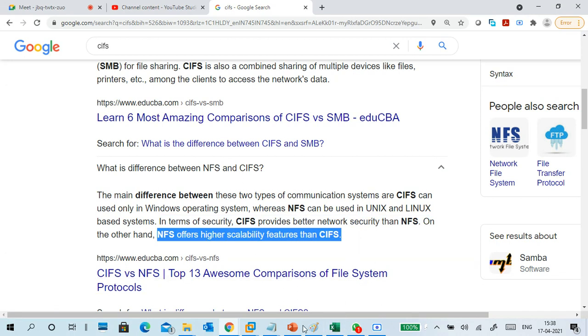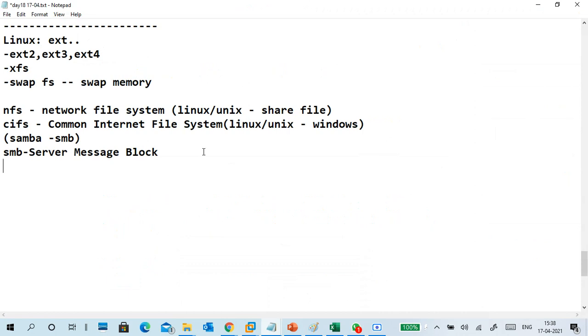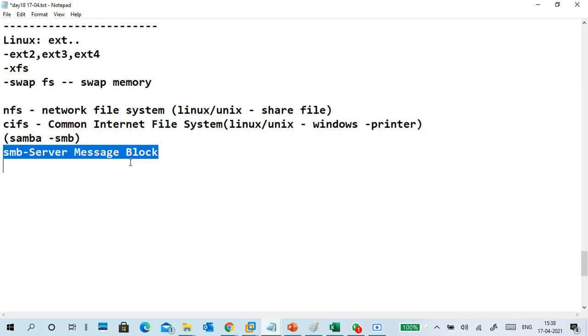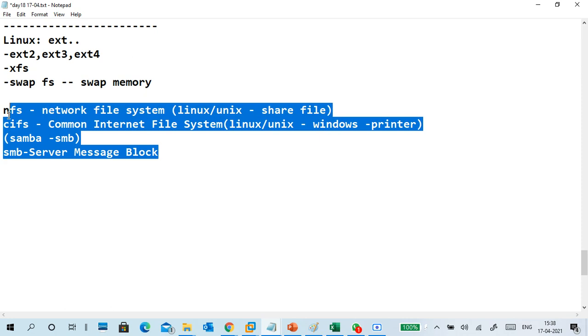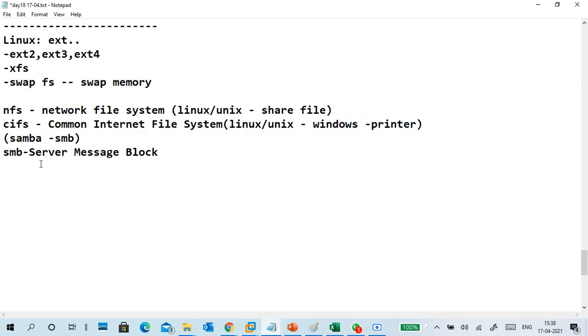So what is that? We'll see here. I write Linux, Unix, printers, to communicate with the printers also. CIFS Samba is there. If you install Samba, that's it. SMB means Server Message Block. So these are the network-related file systems we are using.